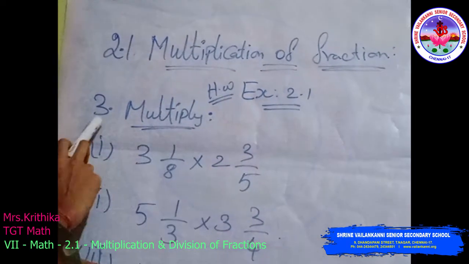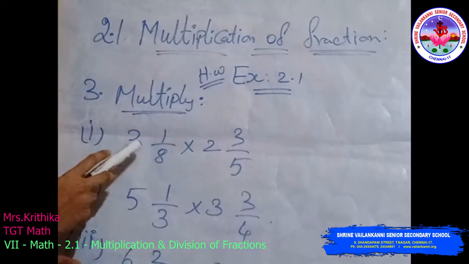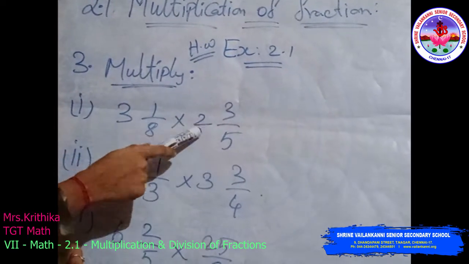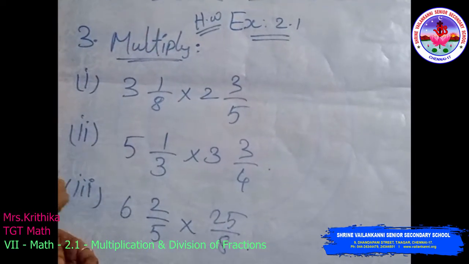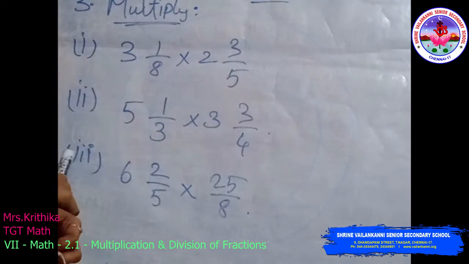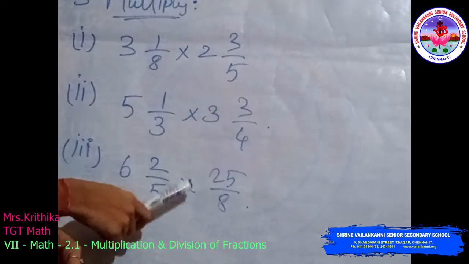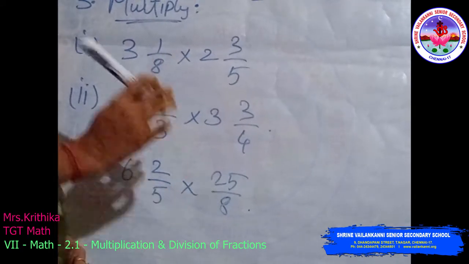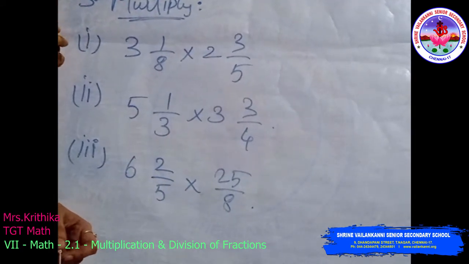Homework sums. Third question, multiply. First one is 3 1 by 8 into 2 3 by 5. Second question, 5 1 by 3 into 3 3 by 4. Third question, 6 2 by 5 into 25 by 8. This is the homework sum.